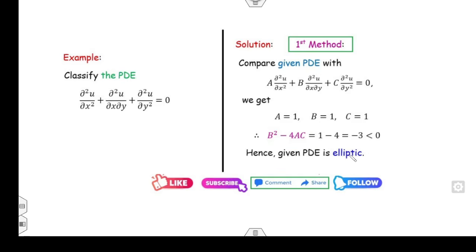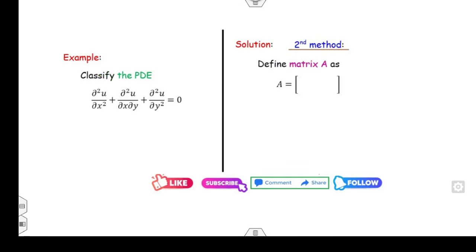This is method 1. For the second method, you can write it as a matrix. So firstly, you can write it as a 2 cross 2. Coefficient of x and x is 1. Coefficient of y and y is 1. Coefficient of x and y is half and half. So can you find the determinant? 1 minus 1 over 4, which is equal to 3 over 4, which is greater than 0. Therefore, the given partial differential equation is again elliptic.